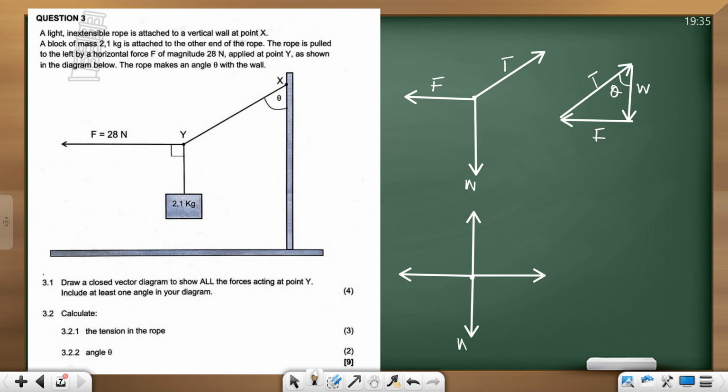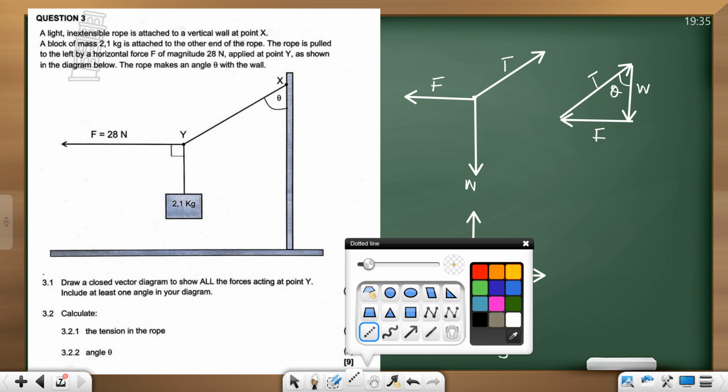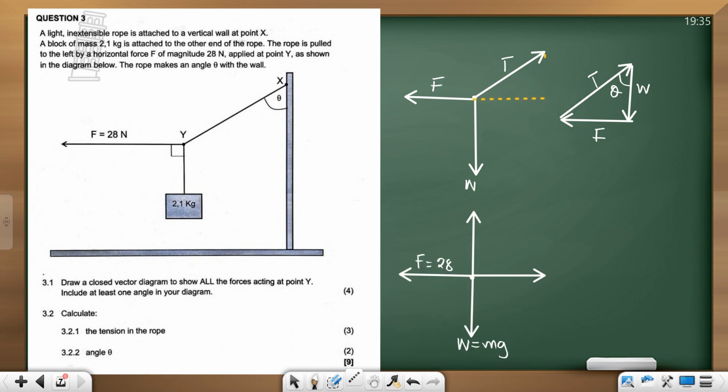This is my weight, which is mg. This is my F, which is 28. Now, because I have resolved this, if I were to go back to show you the component, remember what we said. Try to get a right angle triangle. Right and up. And that's 90 degrees. I'll call this TX and I'll call this TY. And that's my angle there.